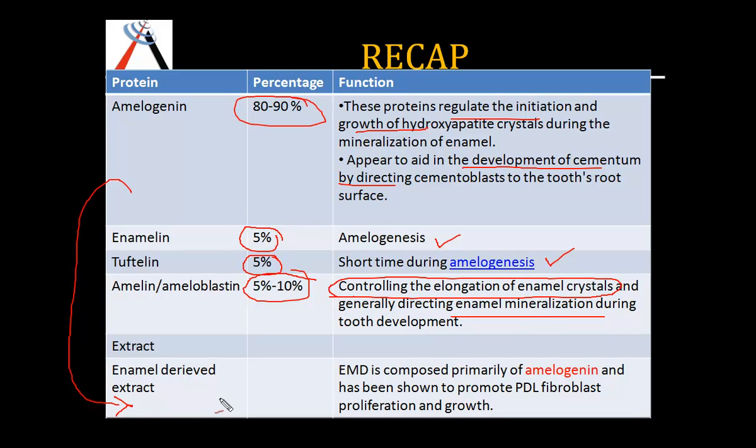Enamel derived extract, which comprises amelogenin and was discovered in the year 1996, has been shown to promote PDL fibroblast proliferation and growth.